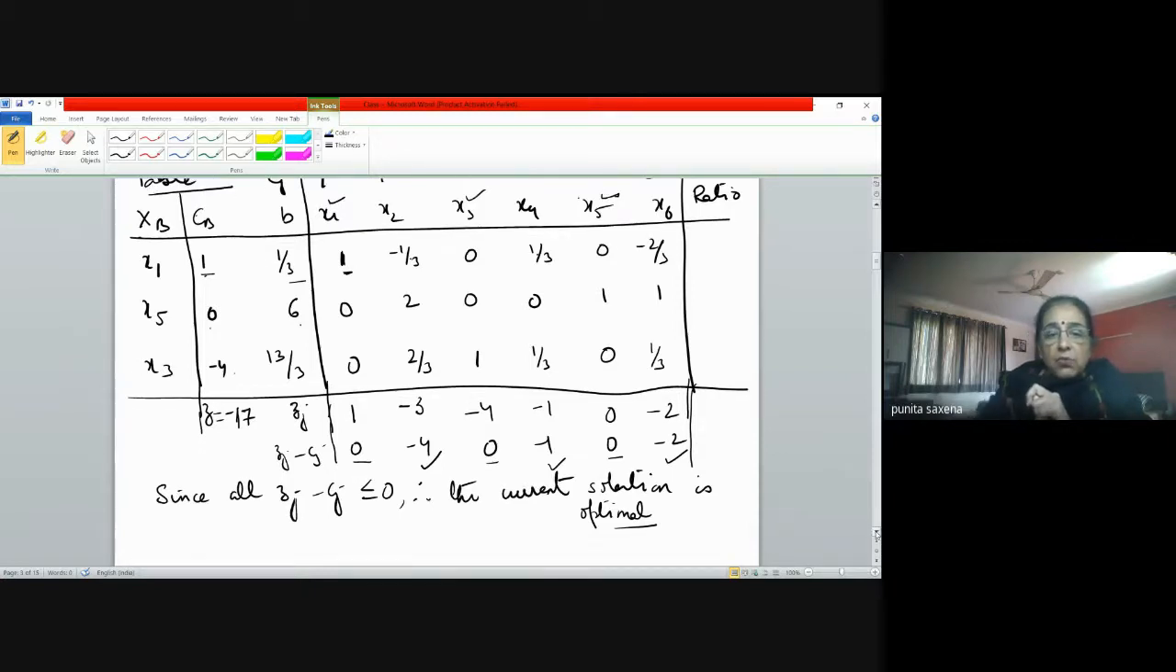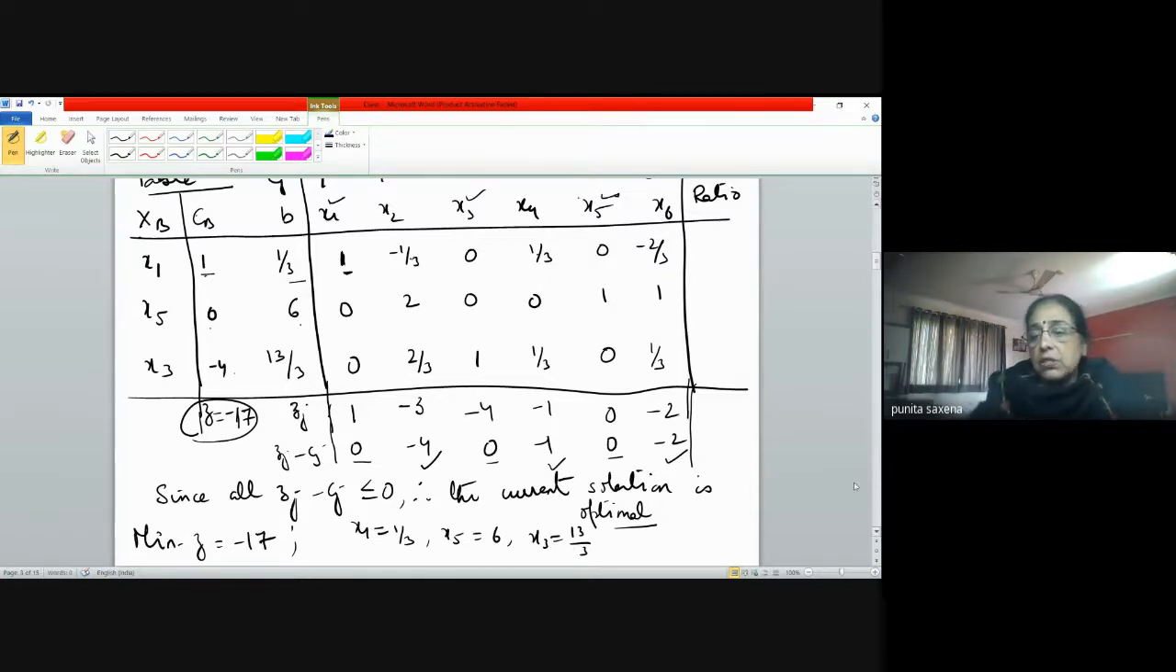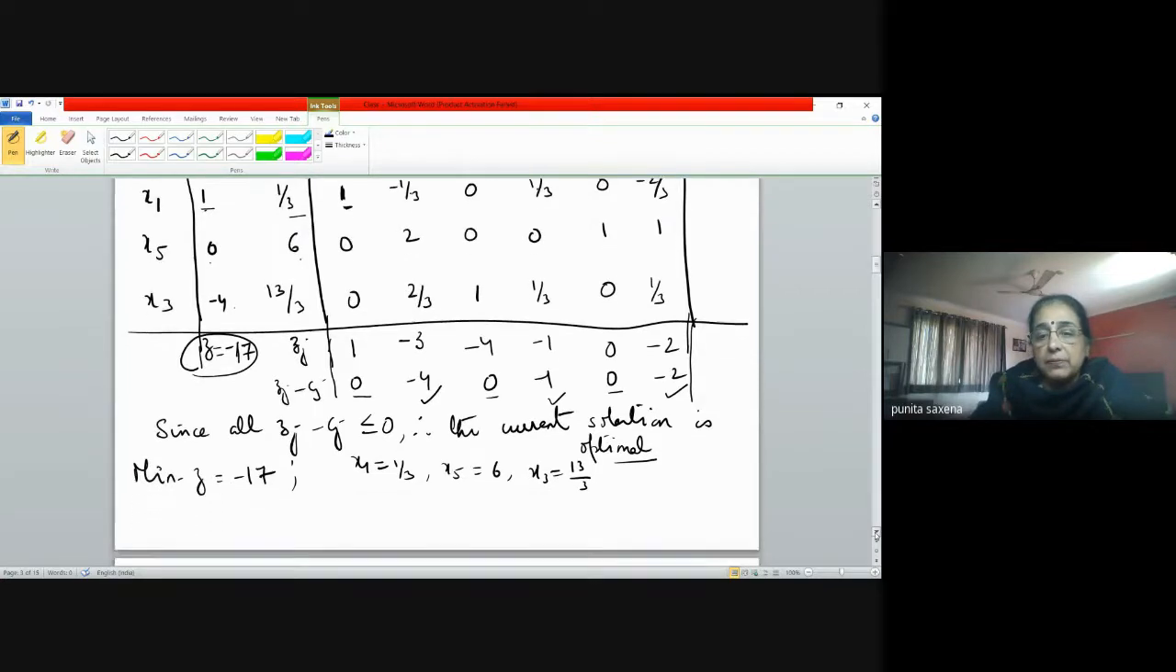So that means what we have got here is that minimum Z is -17, which came from here. And what is the solution that you are getting? You are actually getting x1 equal to 1/3, x5 equal to 6 and x3 equal to 13/3. But what were your decision variables? Which ones were they? Was x5 a decision variable?